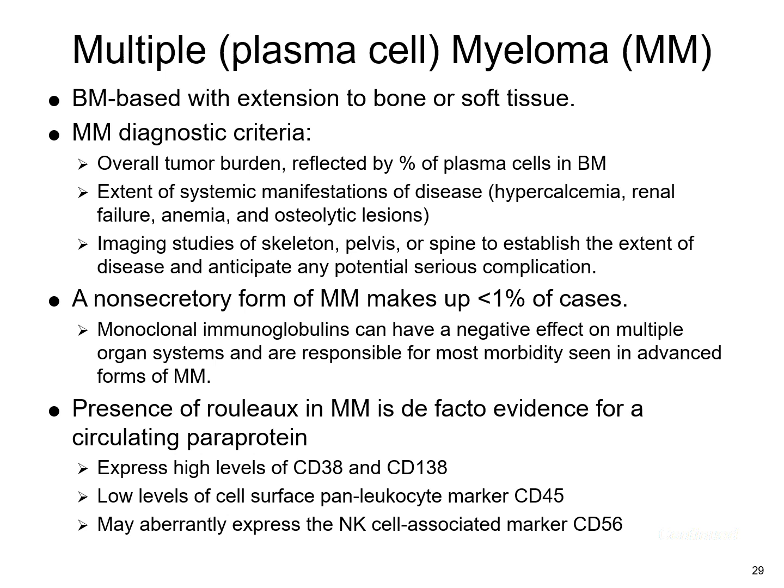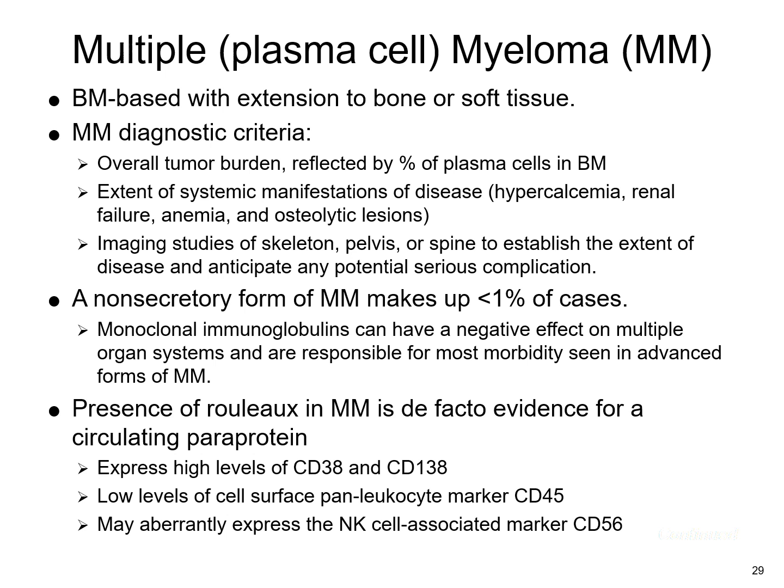There are some strict criteria that must be followed to make the diagnosis for multiple myeloma, and it is based off of the overall tumor burden, which is reflected by the percentage of plasma cells in the bone marrow, and the extent of systemic manifestations of the disease, such as if it's causing something like hypercalcemia, renal failure, anemia, or some sort of osteolytic lesions.